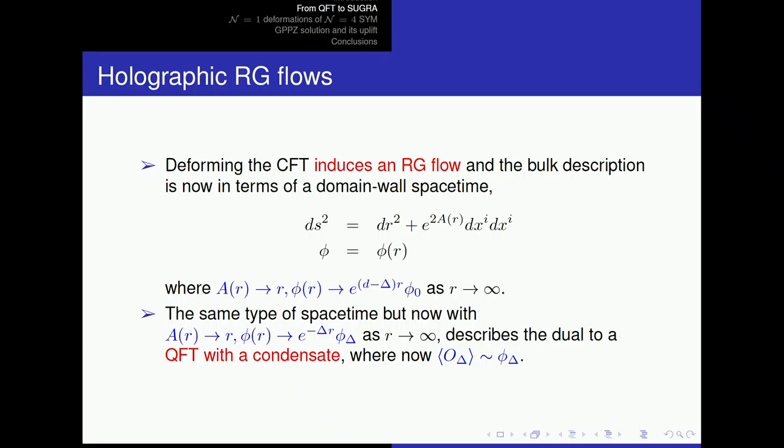quoting the deformation. Now, there is a similar case where the RG flow is not driven by a deformation, but you're in a different vacuum, you have a condensate. So for instance, in N=4 super Yang-Mills, you can see it in the Coulomb branch. In that case, there is a similar discussion where the scalar field, instead of having this fall-off behavior, has that one. And then this case describes a QFT with condensate, where this coefficient is proportional to the condensate of the corresponding operator. Okay, that's the setup. Now, suppose we have a holographic RG flow, which means a solution of this type exists.